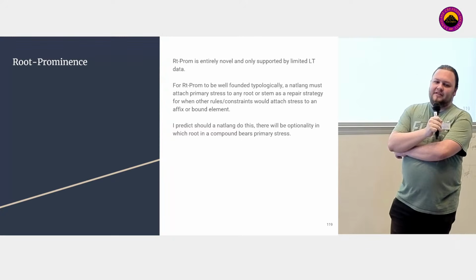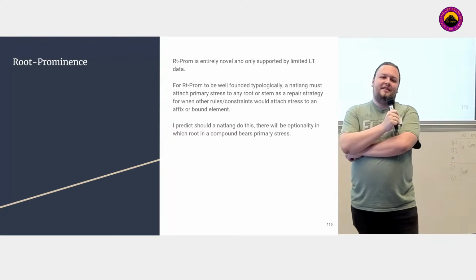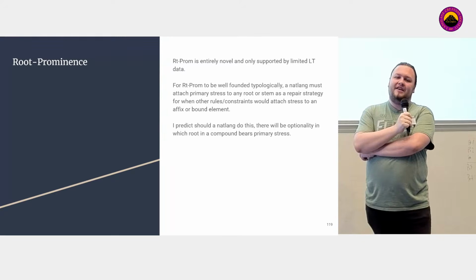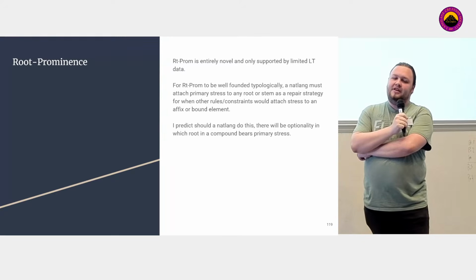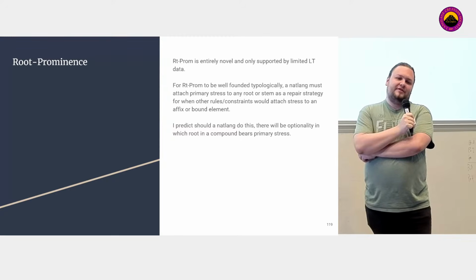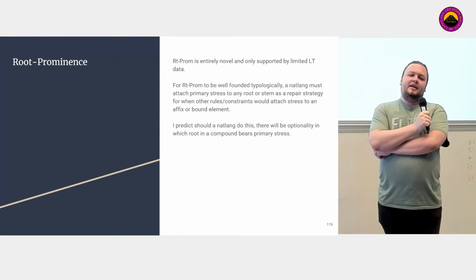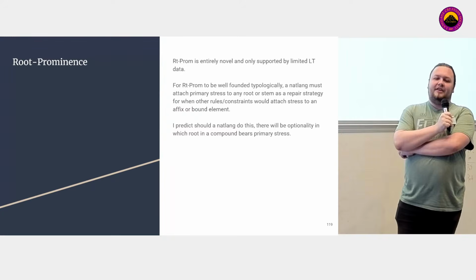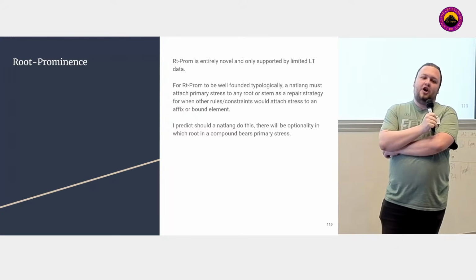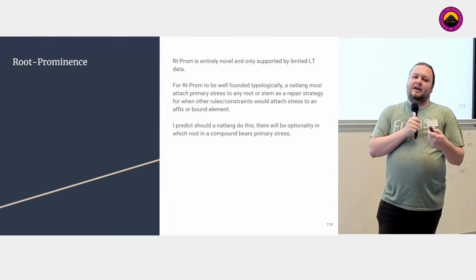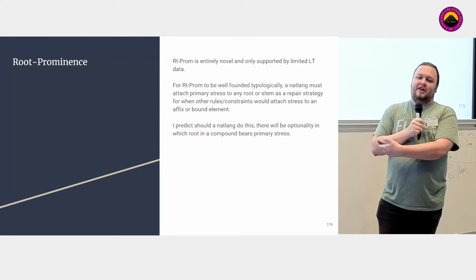For it to be well-founded topologically, a NatLang would have to attach primary stress to any root or stem as a repair strategy for when other rules or constraints would attach stress to an affix or bound element. Accordingly, I would predict, should a NatLang do this, there will be optionality in which root in a compound bears primary stress. This would be related to the portmanteau morphology that I mentioned earlier.